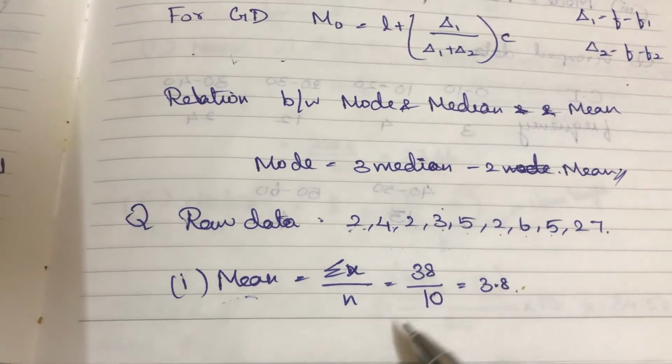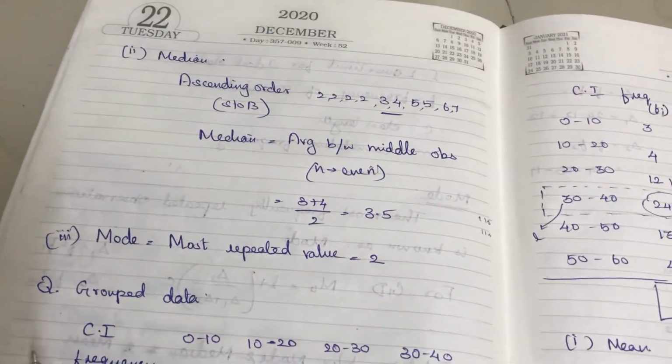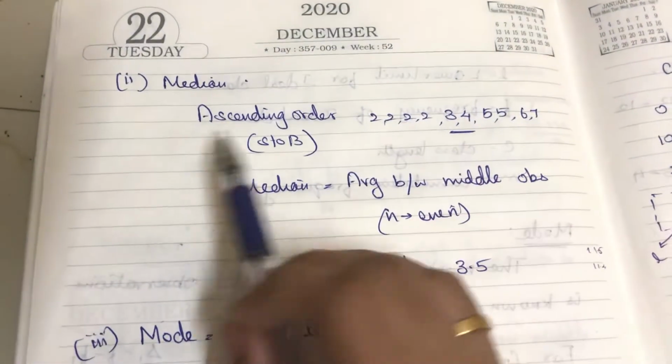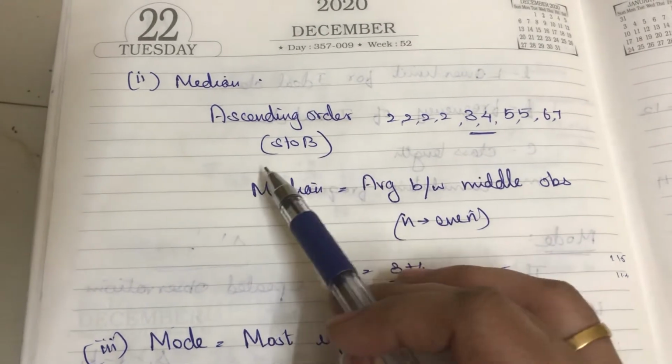So there are 10 numbers. By 10 we will get the value. Okay, and then next, median. Median means first we need to arrange it, right? So ascending order, small to big.